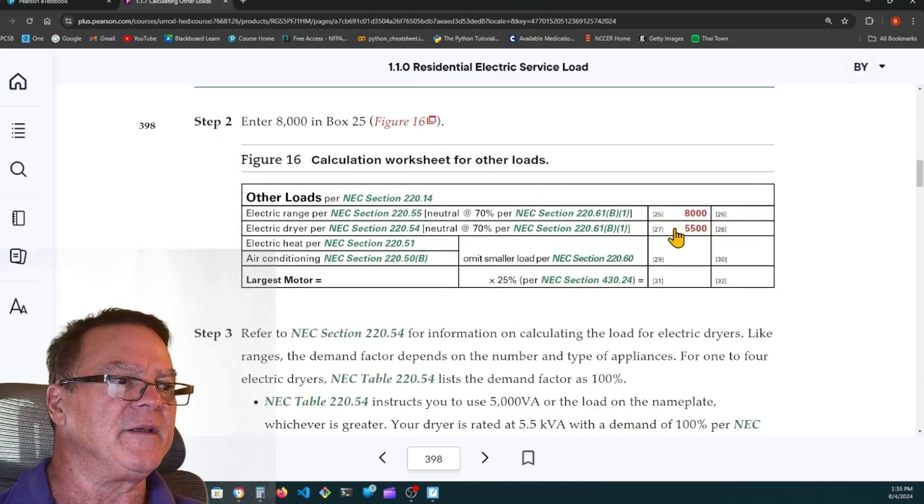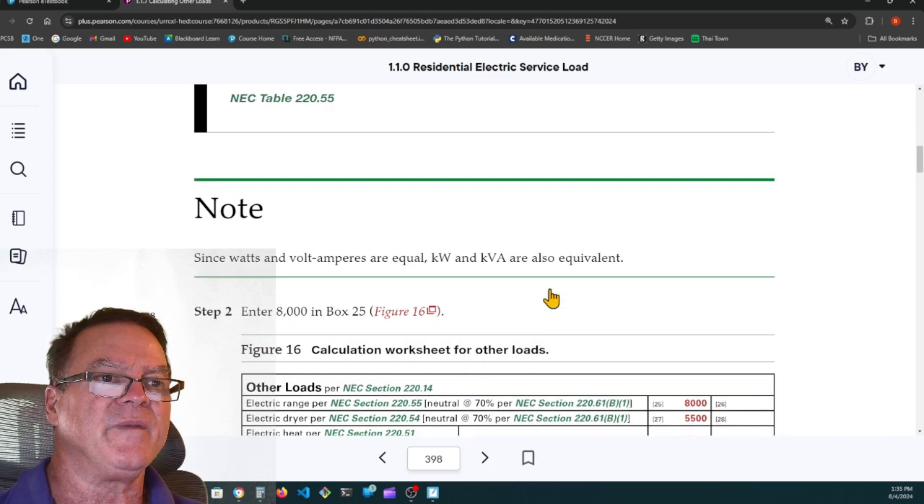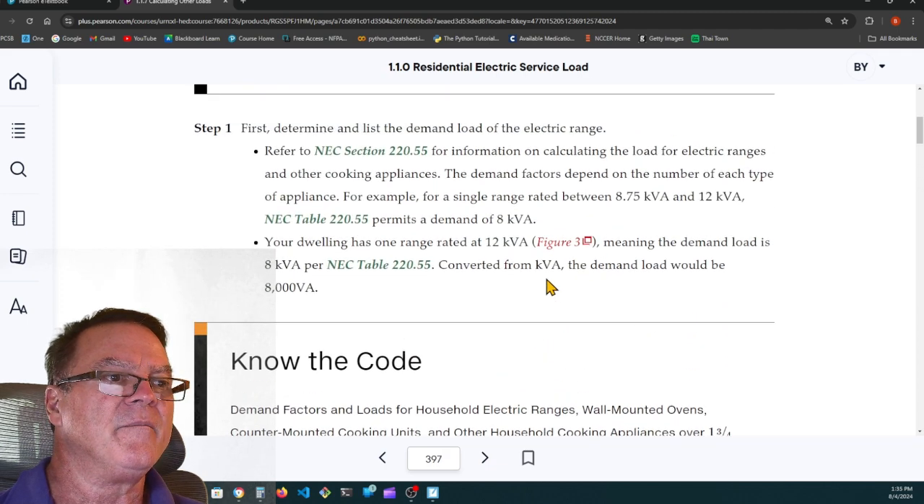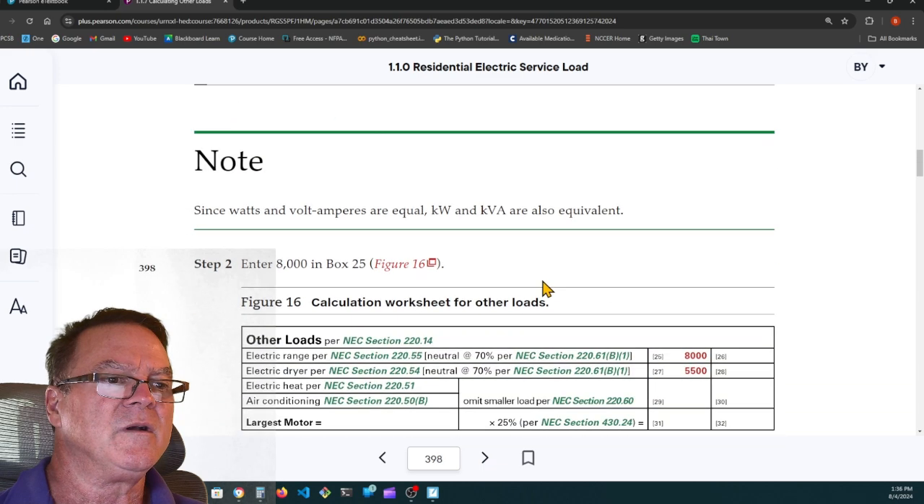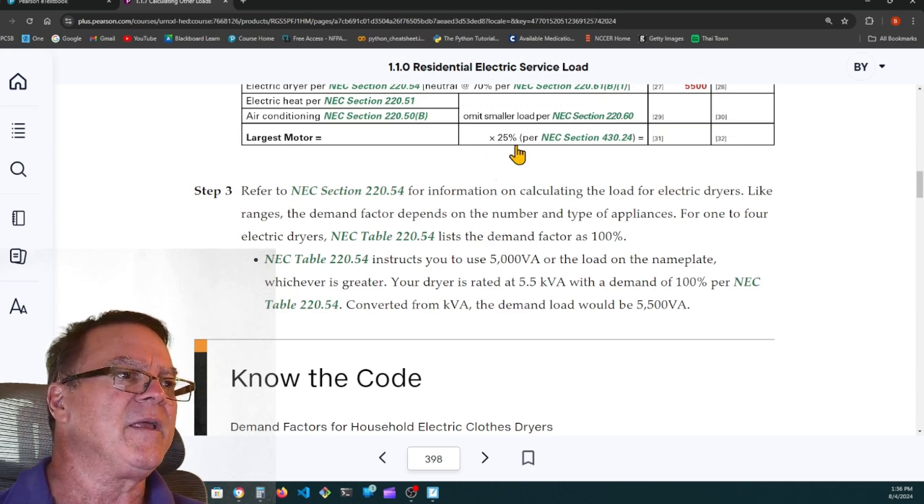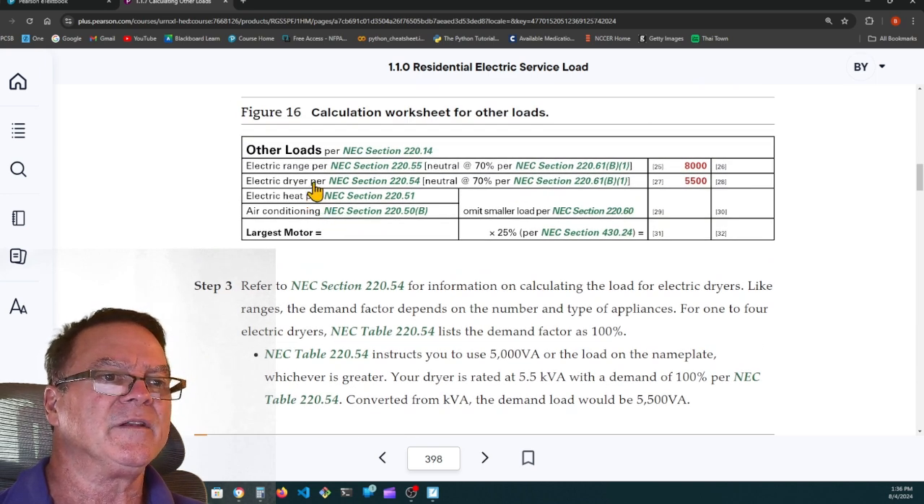So put that in, 8,000 volts. Now, where did we put the power? Where is it? Okay. And the electric dryer.